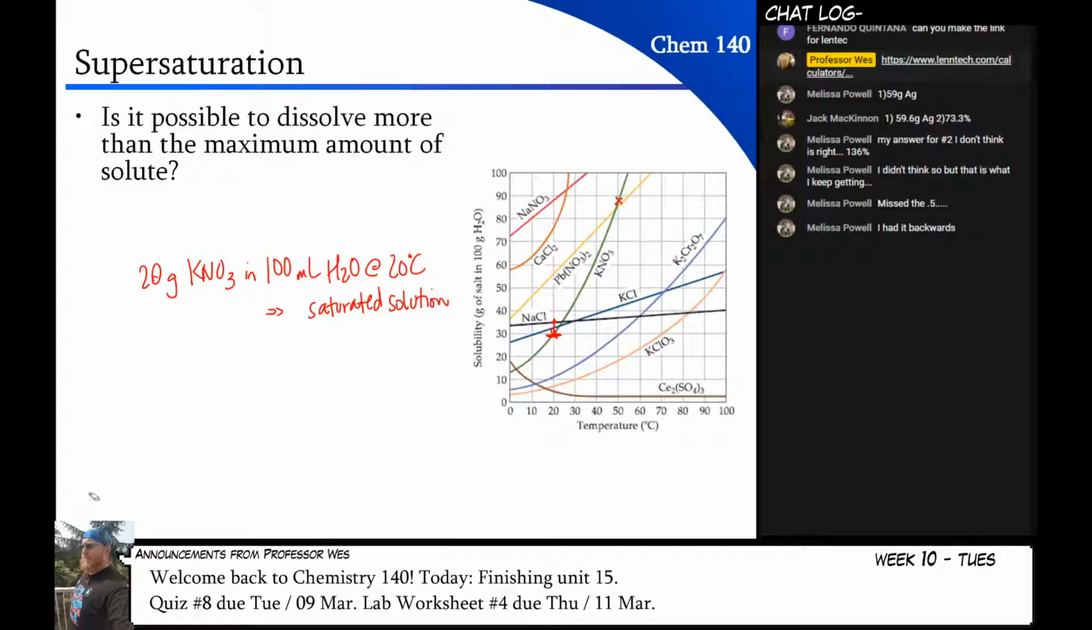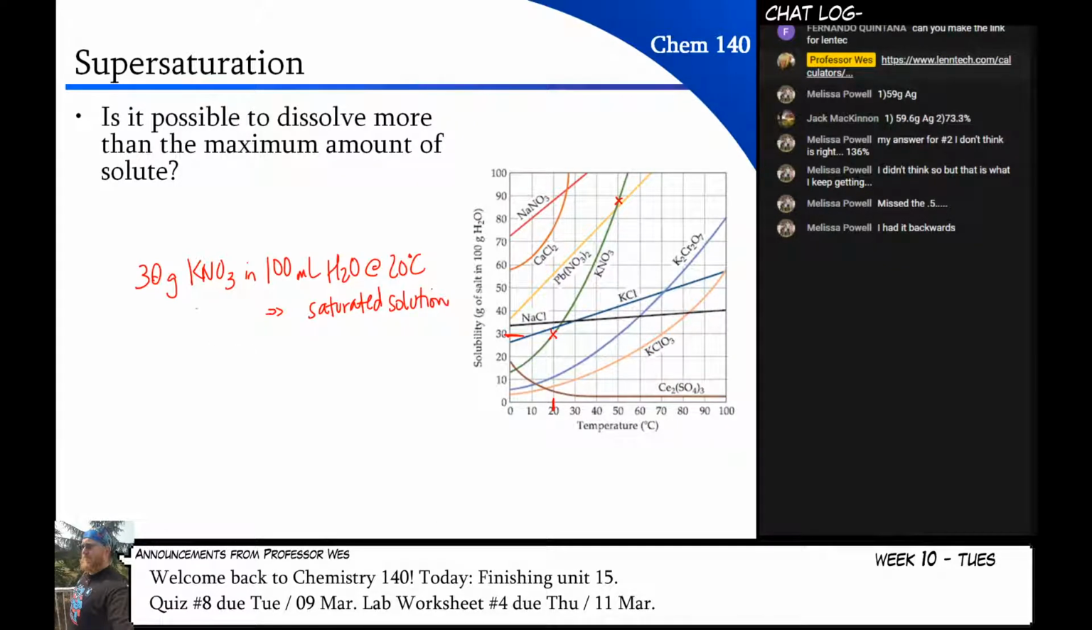Now my question for you is, what would happen if I prepared a solution of 20 grams of KNO3? Apparently it's 30. I can't read the chart. Sorry about that. So I'm looking at this axis. I was looking at the wrong axis. Okay. All right. So 30 grams dissolves in 100 mils of water at 20 degrees Celsius. That makes a saturated solution.